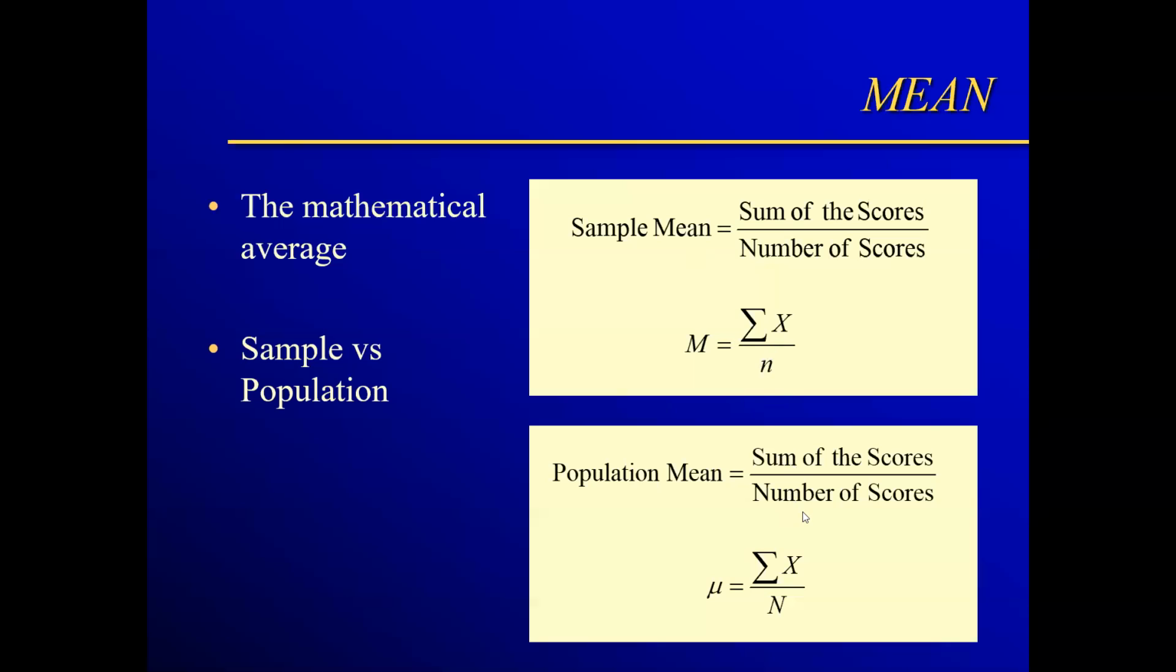The population mean is the exact same formula, except this time we use this weird Greek-like U symbol to represent the population mean, and instead of a lowercase n, it's an uppercase N. Once again, really all you need to know is how to find the average. It's the same between the sample mean and the population mean. The only difference is the sample mean is a capital M, and the population mean is this weird U symbol.